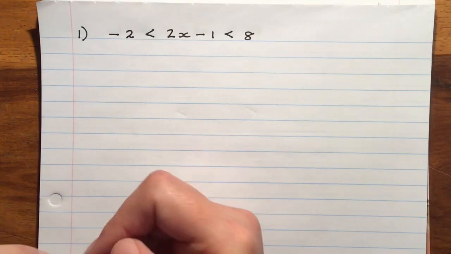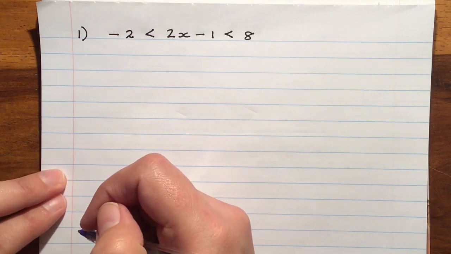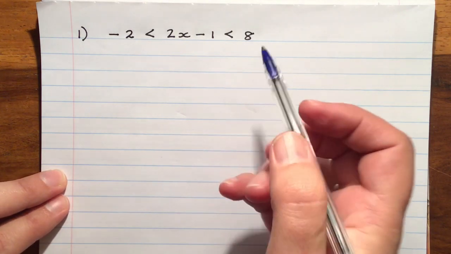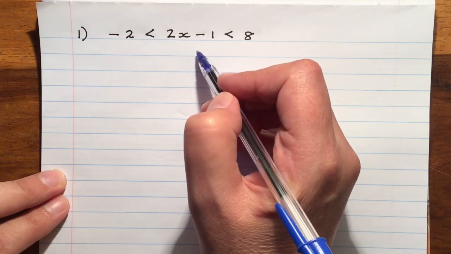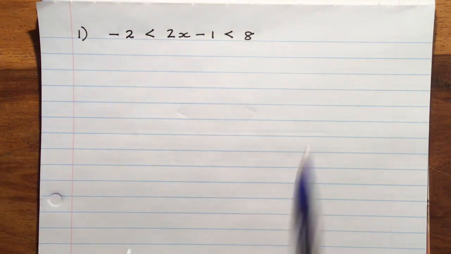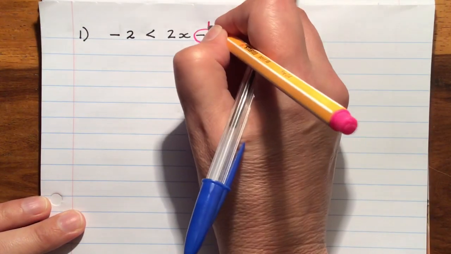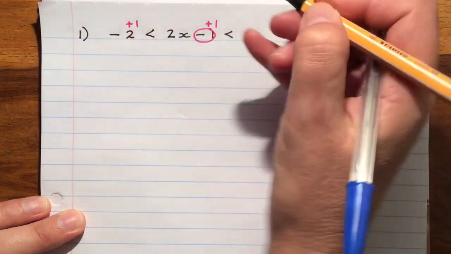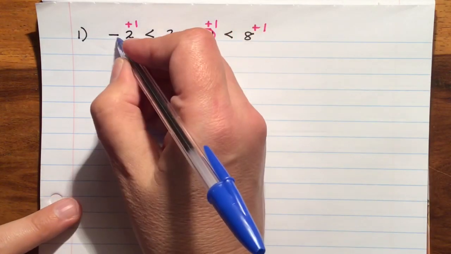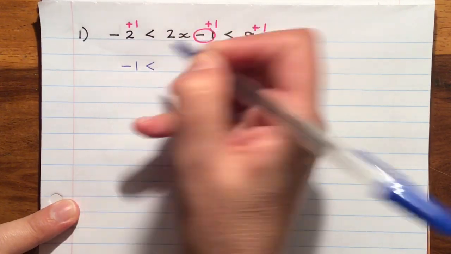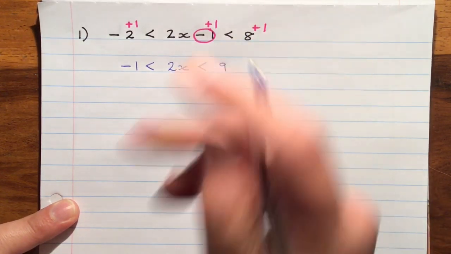Right, let's look at our first example. We're going to solve this inequality and we're going to represent our solution on the number line. All right, so we've got 2x minus 1 in the middle. So that's where we're going to start. We're going to try and isolate the x there. Now, the first thing I'd notice is that we've got minus 1. That we want to get rid of, so we're going to add 1, and that means I'm going to add 1 to all three of these sides. So minus 2 plus 1 becomes negative 1. In the middle we get 2x, and on the right we get 9.